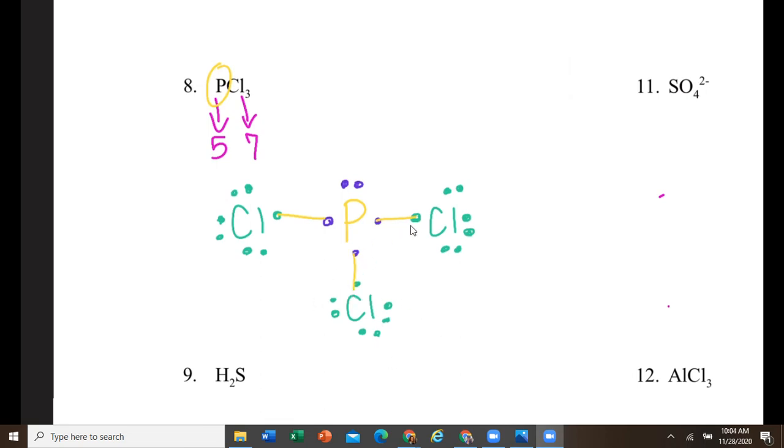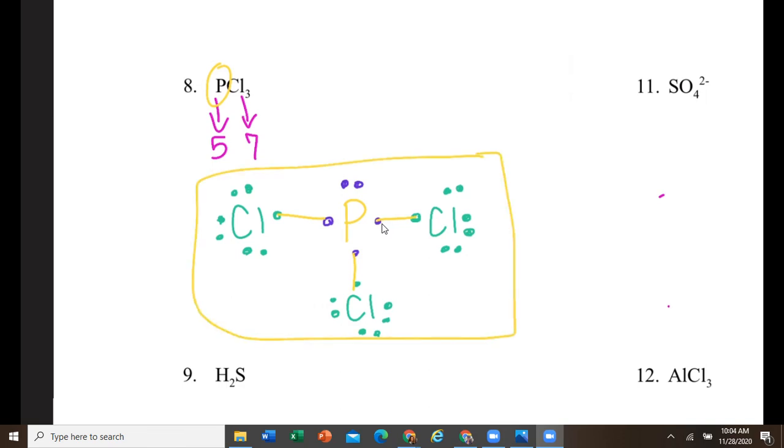So let's do our little check. Do we have 8 around this chlorine? Let's see. So we have 1, 2, 3, 4, 5, 6, 7, 8. This one is good. This one, we have 1, 2, 3, 4, 5, 6, 7, 8. This one is good. 1, 2, 3, 4, 5, 6, 7, 8. This one's good. And then phosphorus, 1, 2, 3, 4, 5, 6, 7, 8. And we are all good. And that's our final answer for phosphorus trichloride.